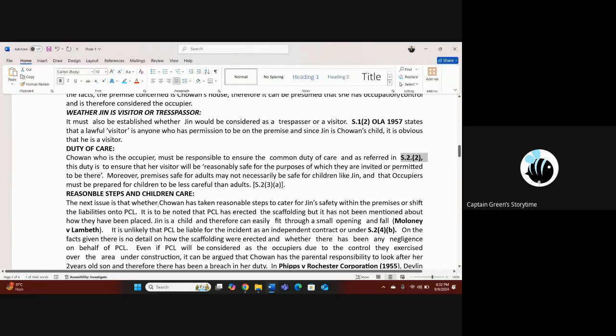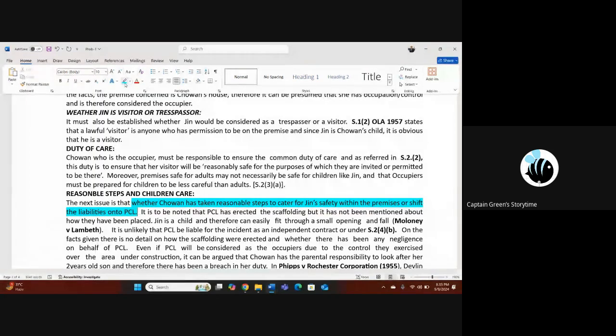The next issue is whether Chauhan has taken reasonable steps to cater for Jin's safety within the premises or shift the liabilities onto PCL. Now there are two types of facts. First, whether Chauhan will be responsible for Jin's safety and whether he took any reasonable steps, and moreover, if he took reasonable steps, then whether the liability shifts onto PCL or not. It should be noted that PCL erected the scaffolding, but it does not mention how they have been placed. Jin is a child and therefore can easily fit through a small opening and fall.